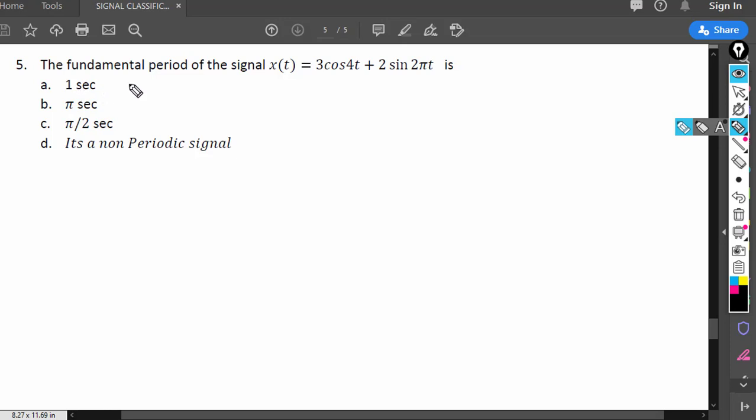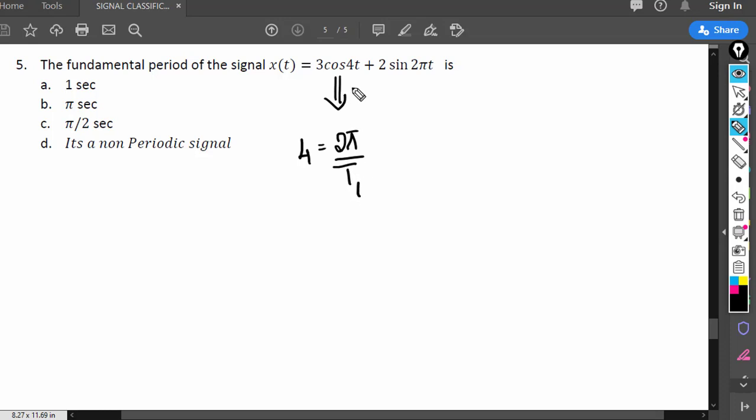Connected to question number 4, question number 5 is: the fundamental period of the signal x of t equal to 3 cos 4t plus 2 sine 2 pi t. Whether this signal is periodic or not. The options given are 1 second, pi second, pi by 2 second, and non-periodic signal. Let us figure it out. So what is its period? I have to equate the coefficient of t, which is 4, to omega. And what is omega? 2 pi by T1.